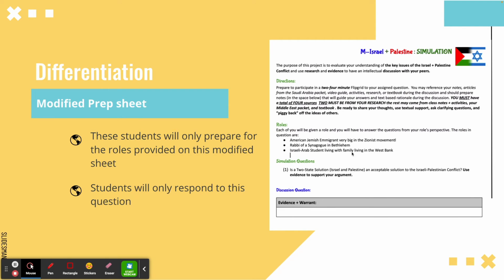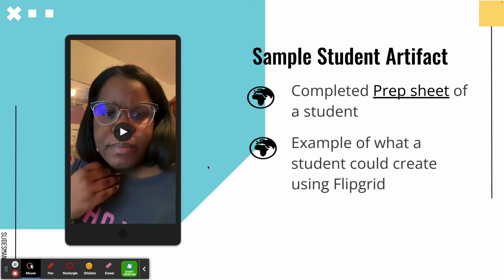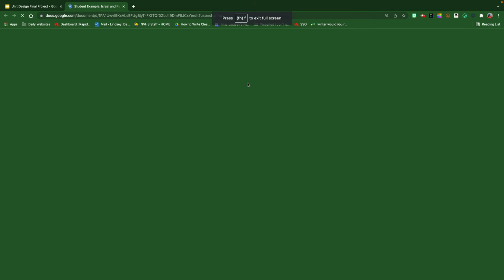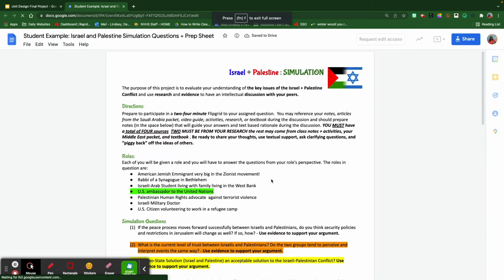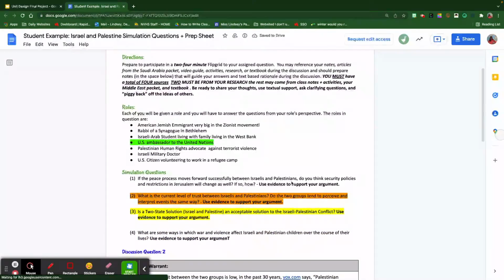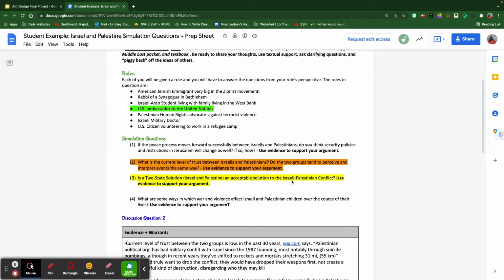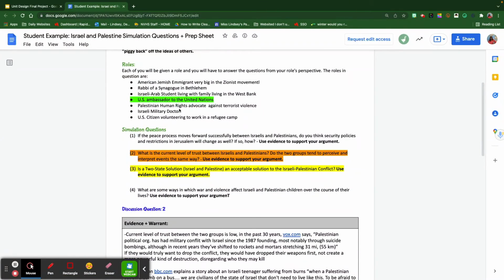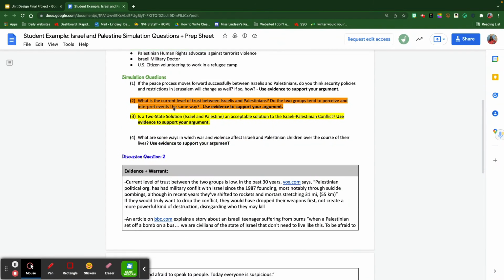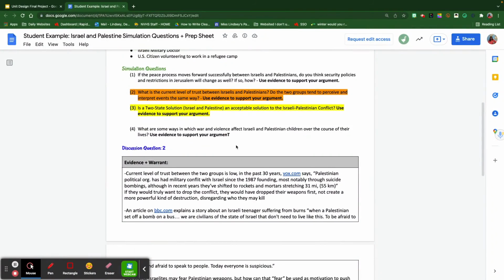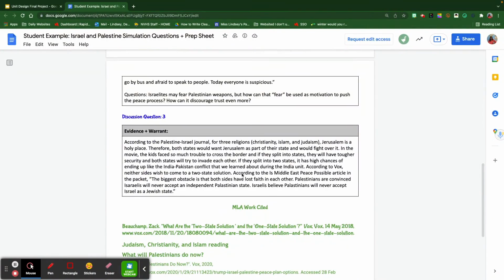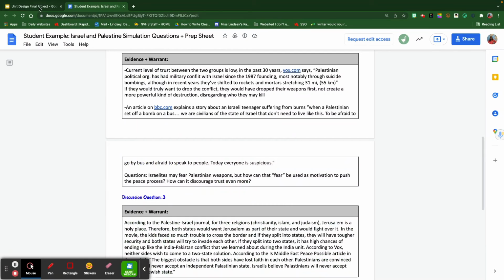You'll see that their roles are limited. There's only 1 question that they will be preparing for. As an example, here is a prep sheet that was completed by a student. We see here they were an ambassador to the United Nations, and they prepared these 2 questions here. And then they were excited.